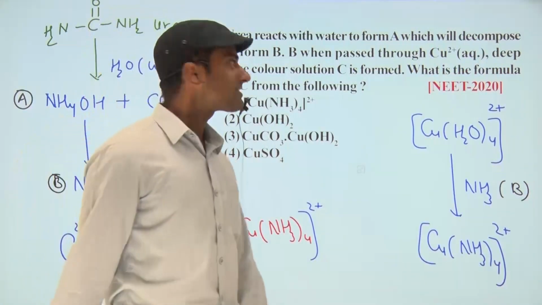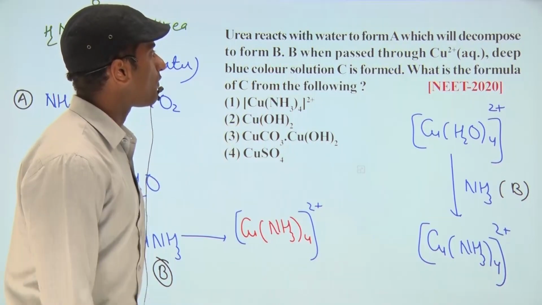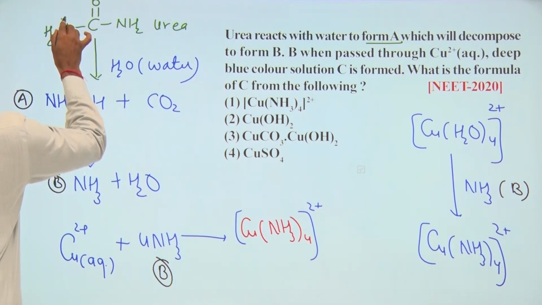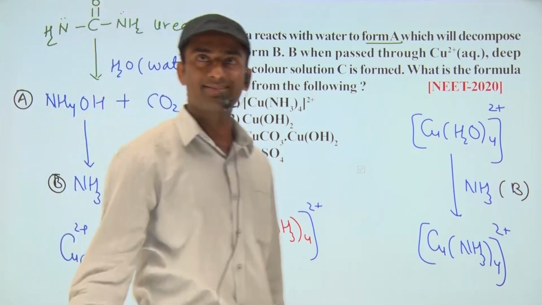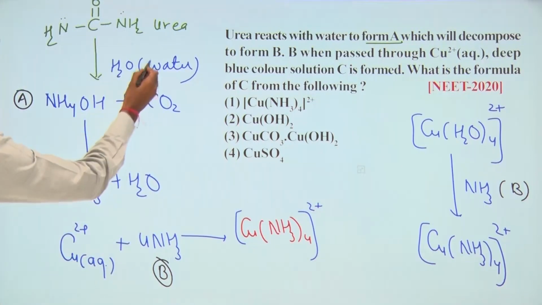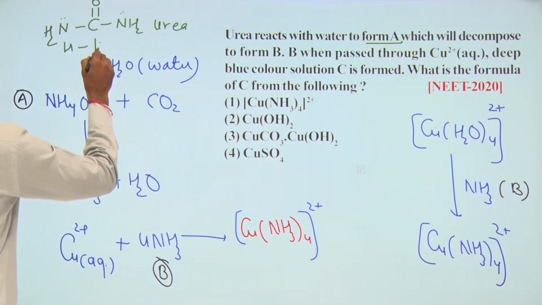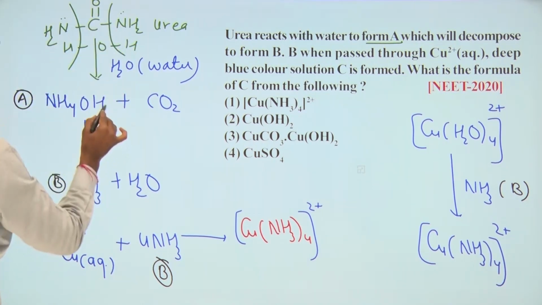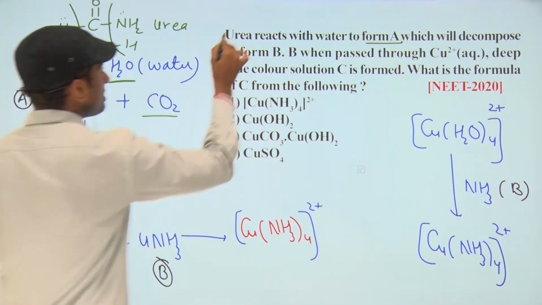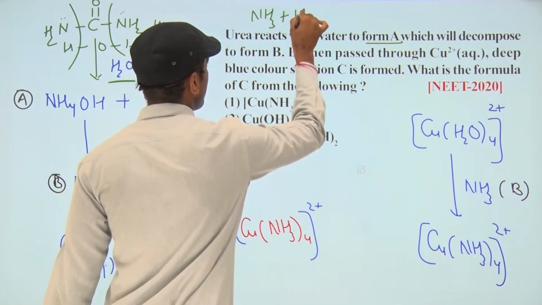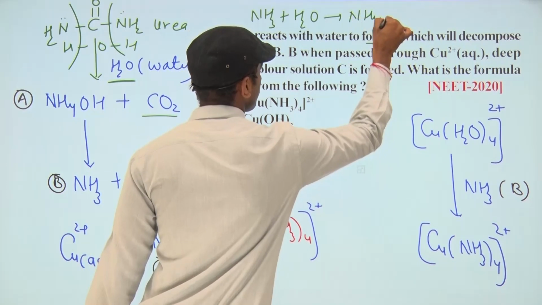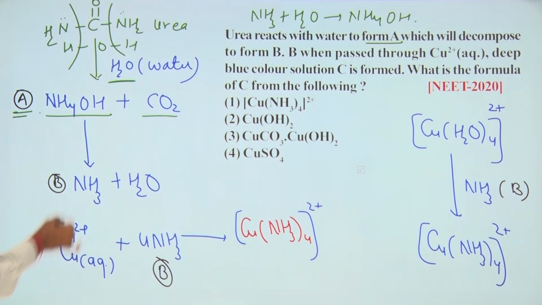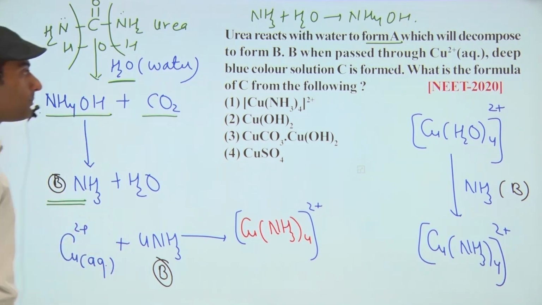Krishna, this question is asking that urea reacts with water to form A. This is the formula of urea, NH2CONH2. Nitrogen has a lone pair, because of that it works as a Lewis base. While treating with water, there will be decomposition, HOH. We will get ammonia and CO2. Because water is present here, the ammonia and the water will combine to form ammonium hydroxide. So ammonium hydroxide is compound A, and this will decompose into compound B.